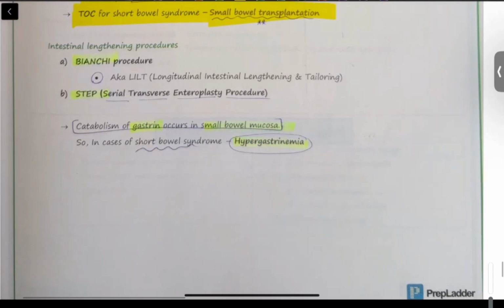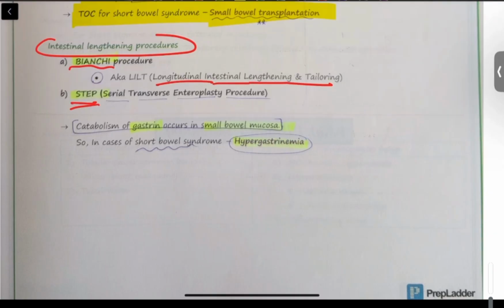There are certain procedures which are used for lengthening the intestine, called intestinal lengthening procedures, that is the Bianchi procedure and STEP, the serial transverse enteroplasty procedure. The Bianchi procedure is also called longitudinal intestinal lengthening and tailoring. The name itself suggests everything: longitudinally lengthening the intestine because there is short intestine now.